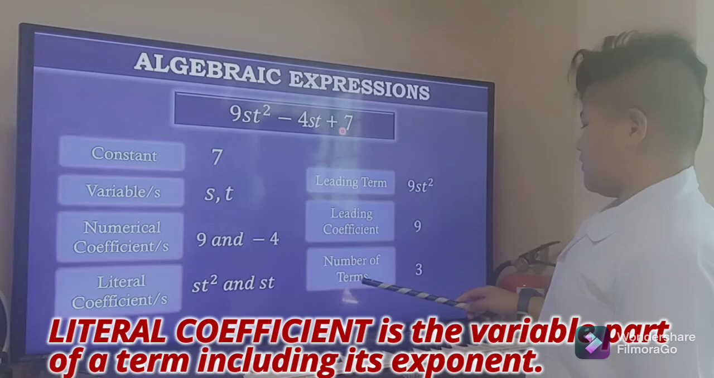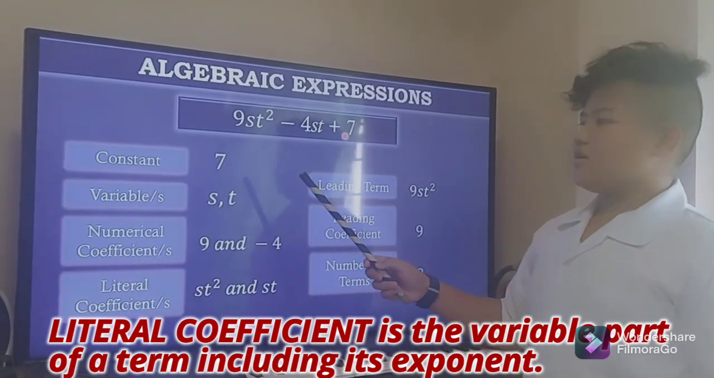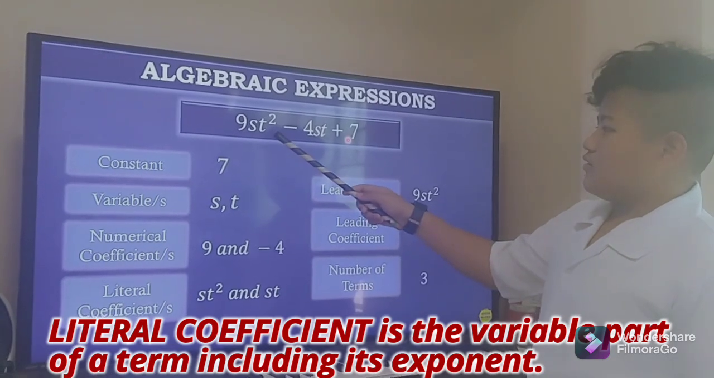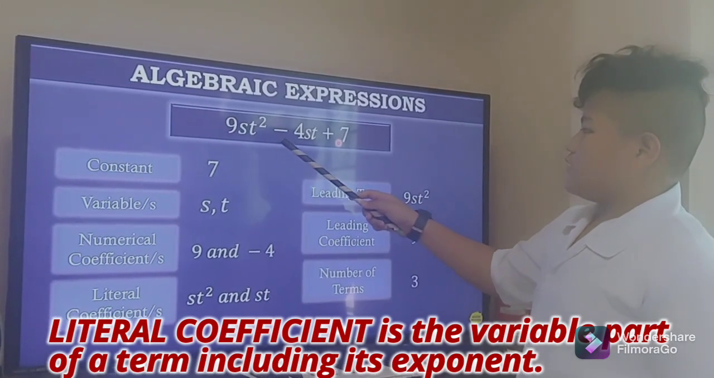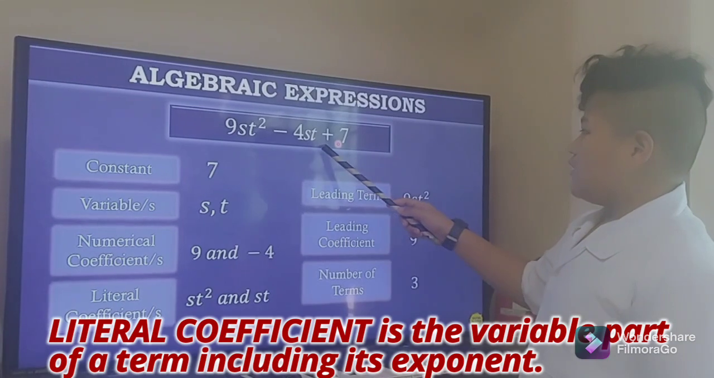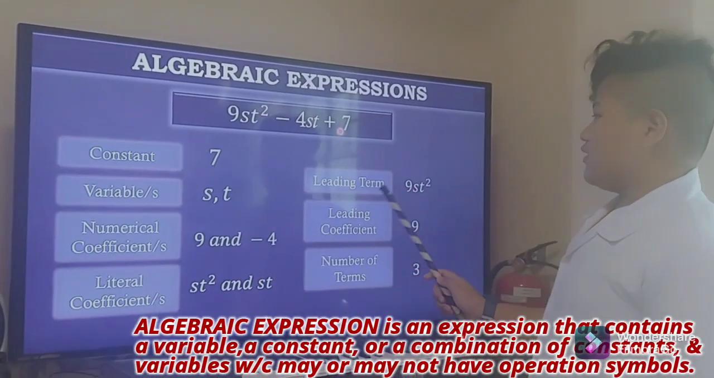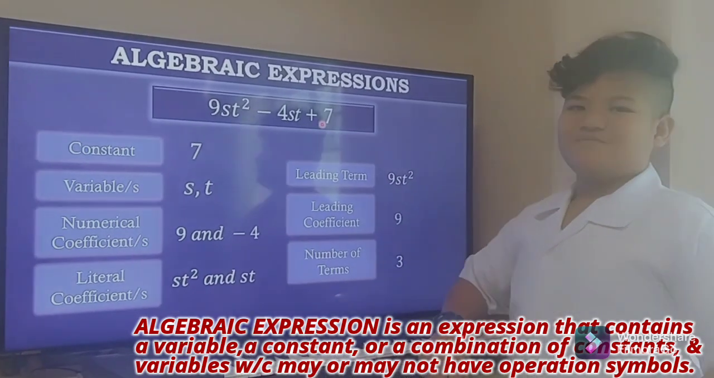Number of terms. Our number of terms here is 3. Our first term is 9st squared. The second term is negative 4st. The third term is 7. So the number of terms is 3.